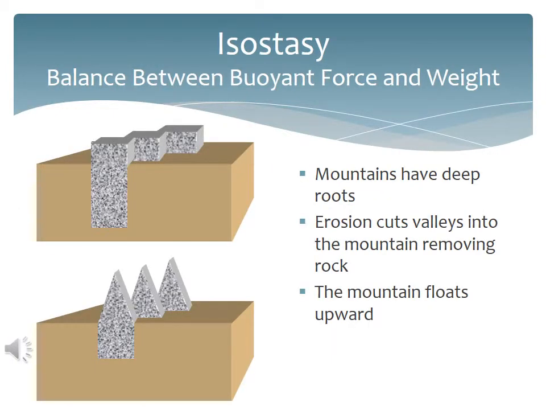Mountains are a bit like icebergs in that there's an awful lot of the mountain underground that you don't see. Now, as erosion wears away the rock of the mountain, that unseen part of the mountain floats upward. And so the mountain doesn't wear down quite as quickly as you'd expect.